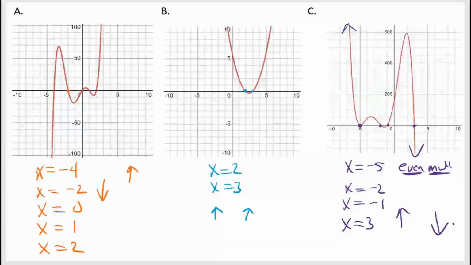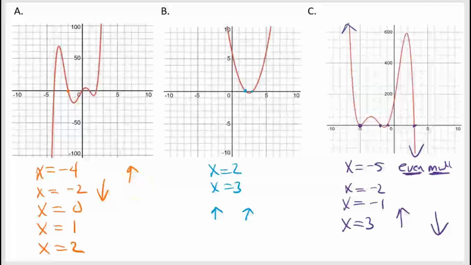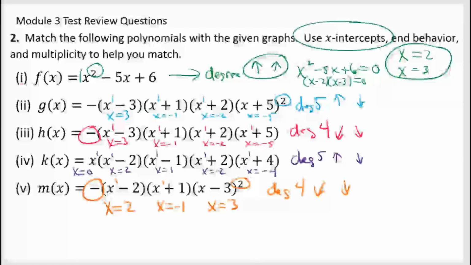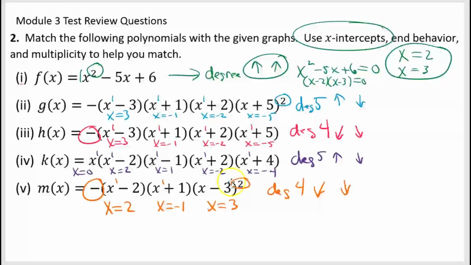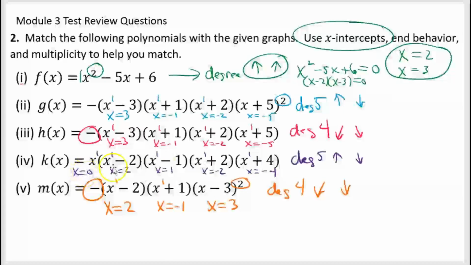Now from there, I bet we could go back and match those. So let's look for the orange. Let's go to the previous page. Don't look for the color orange because it might not match that at all. I just mean these negative 4, negative 2, 0, 1, 2, all those x-intercepts, and then down on the left and up on the right. Let's see if we can find it. Okay, I'm looking for negative 4, negative 2, 1, 2, 0, and then that's up on the left and down on the right.